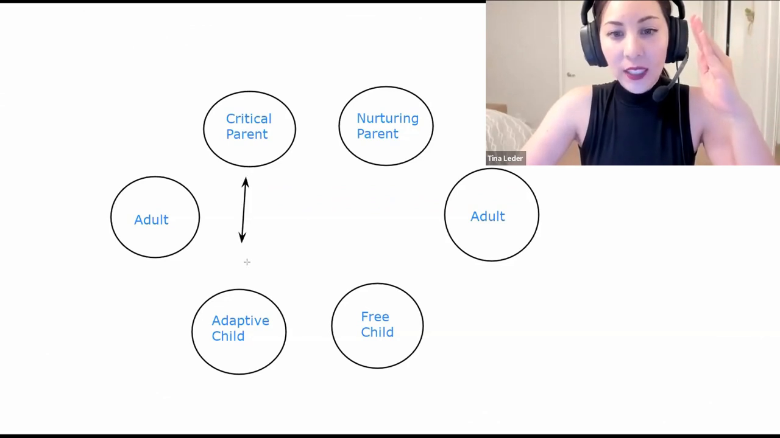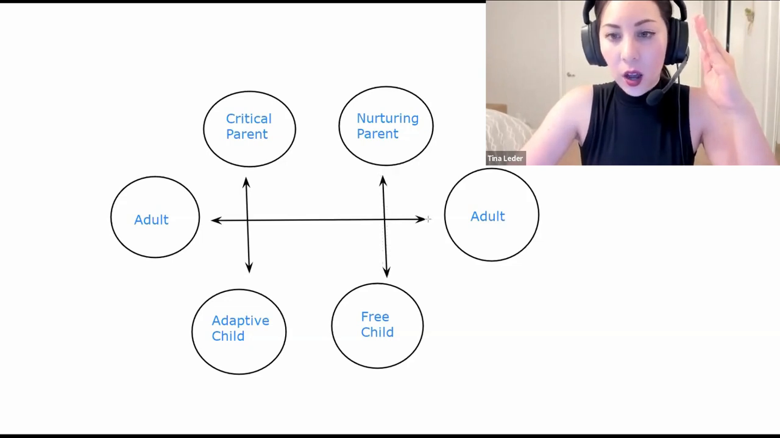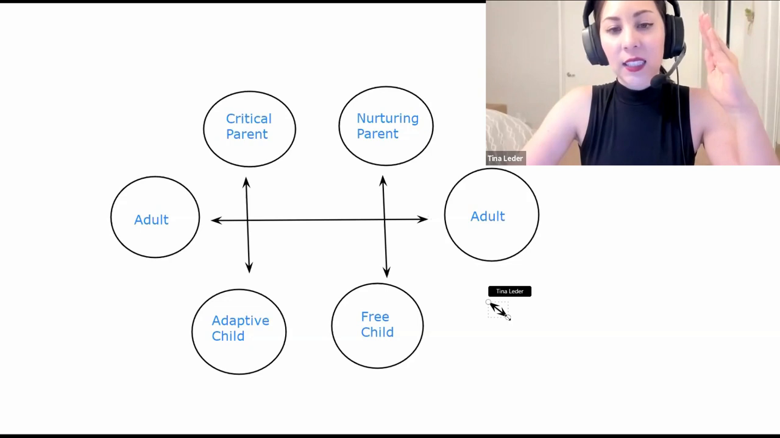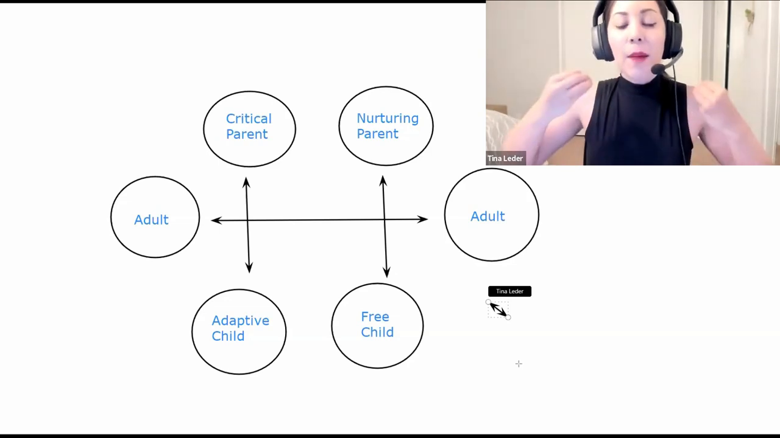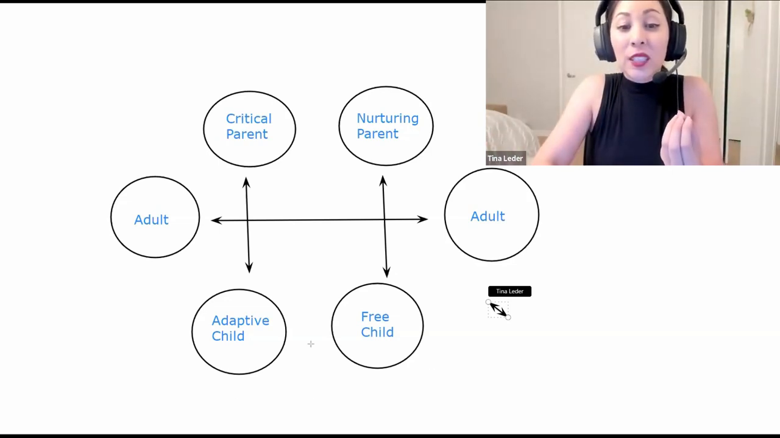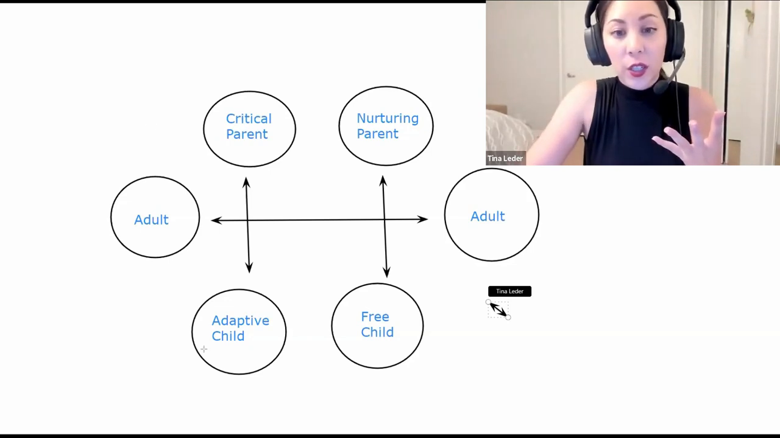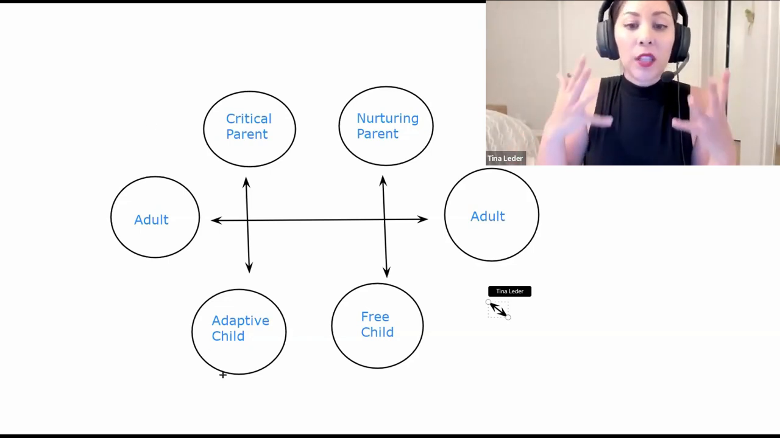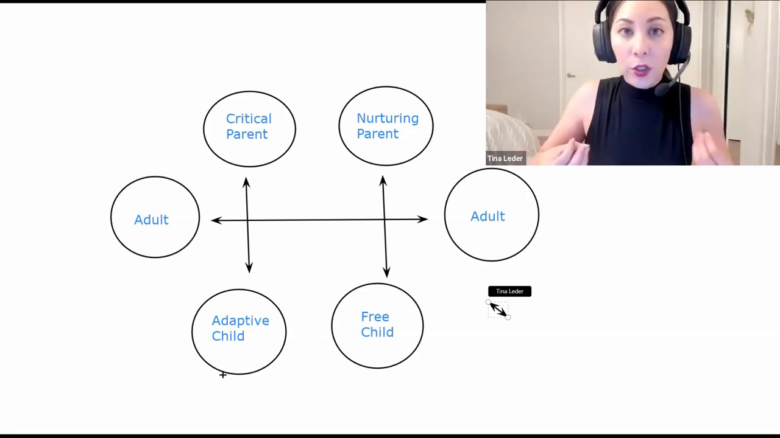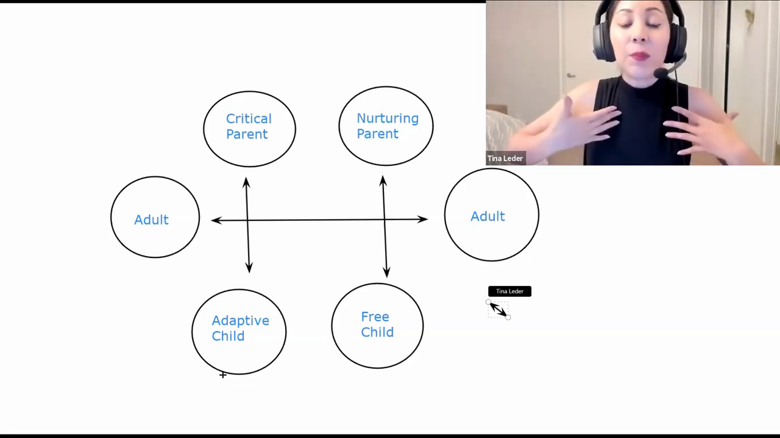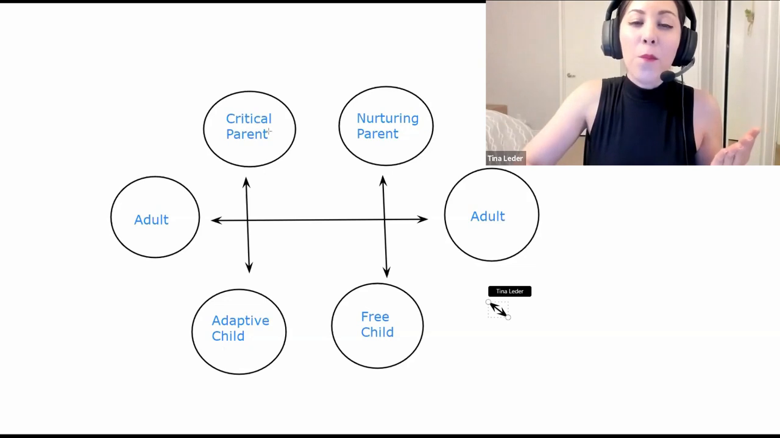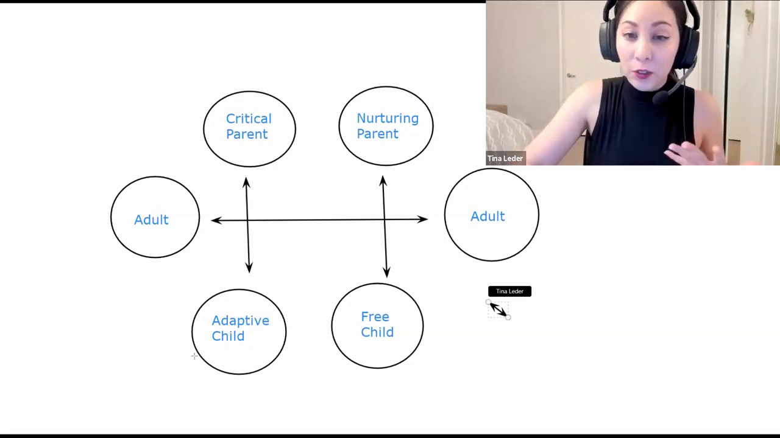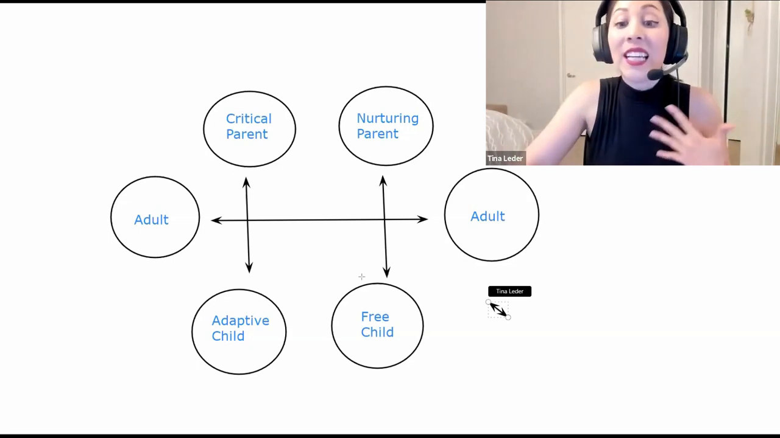Just know that parent and child are complementary. Adult and adult are complementary. What I mean by this is that, let's say you are playing the role of the critical parent, that means you are expecting the response of an adaptive child. So critical parent is complementary the most with adaptive child. However, a critical parent or any parents, nurturing or critical, they expect a child's response, whether it's the free child or adaptive child. The most complementary for critical parents is the adaptive child. Most complementary for nurturing parent is the free child.